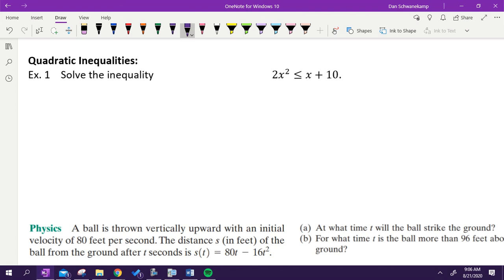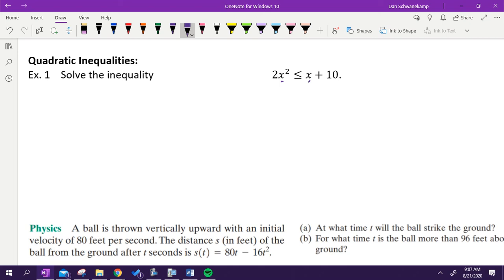Okay, 2x squared is less than or equal to x plus 10. We need to solve this thing, okay? This is a quadratic. It's got an x squared term. It's got an x term. Anytime we're trying to solve a quadratic, what do we have to do? Set it equal to 0. Right now, it's not equal to 0. I need to set it equal to 0.